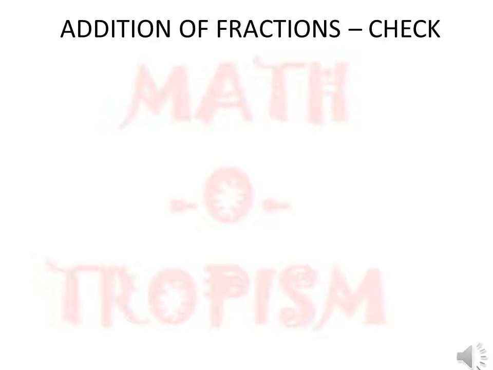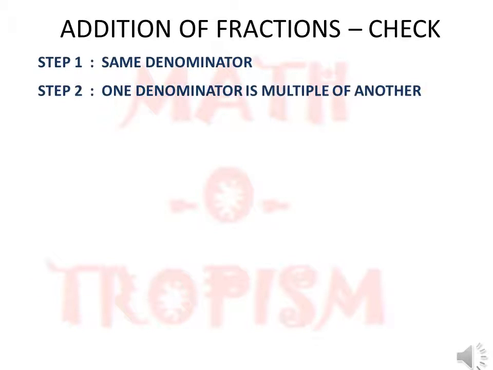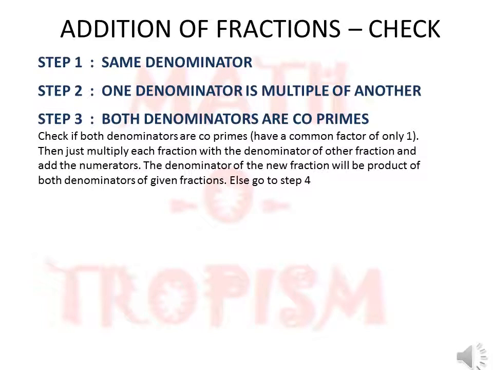Before that I'll just remind you, step 1 is the same denominator, step 2 is one denominator is the multiple of another, and now we go to the step 3 where we are taking an example where both the denominators are different. For example, 2 by 5 plus 1 by 3. Now what is here? Here both are co-primes. What do you mean by co-primes? Co-primes means both the numbers have the common factor of only 1. So it means factor for 5 into 1 is 5, 3 into 1 is 3, no other factors are possible. So those numbers are called as co-primes.